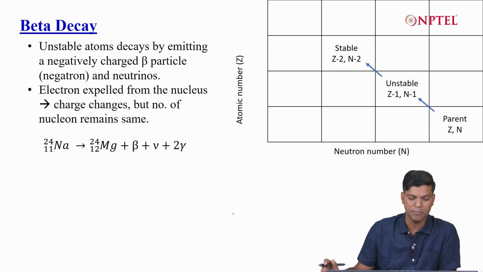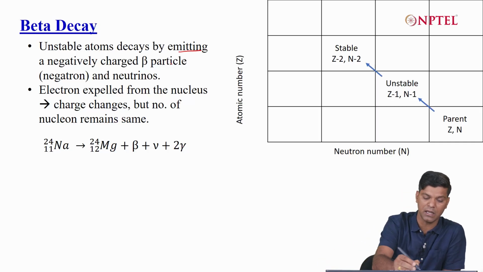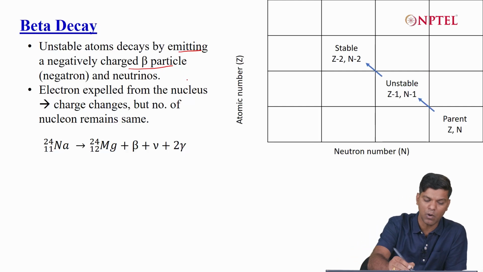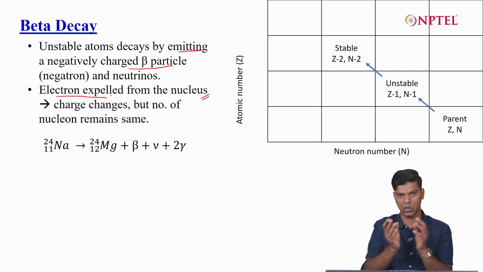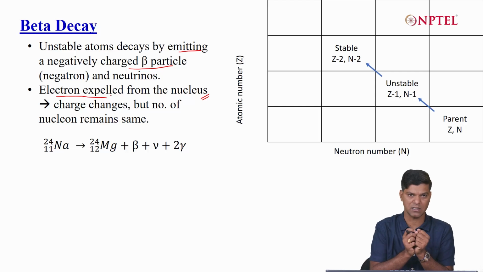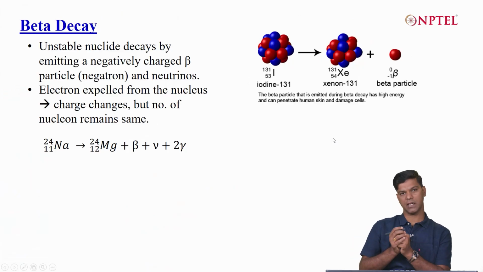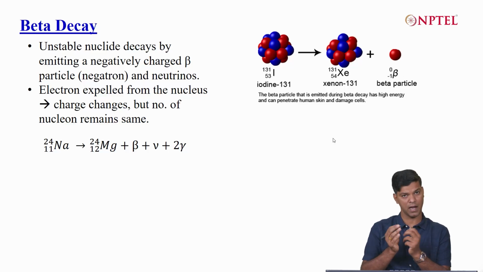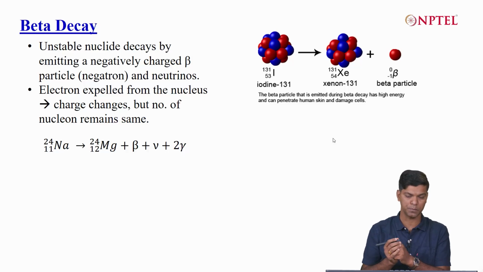Now, coming to beta decay, unstable atoms decay by emitting a negatively charged beta particle and also a neutrino, right. So, basically what happens during beta decay is an electron is expelled from the nucleus, there will be a change in the charge, but the number of nucleons will remain the same. In case of a beta decay, the unstable nuclei decay by emitting a negatively charged particle, and to balance the energy it also goes through an emission of neutrino.